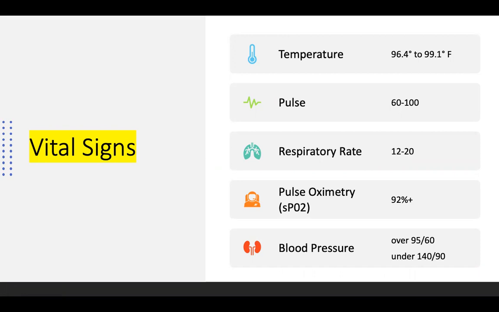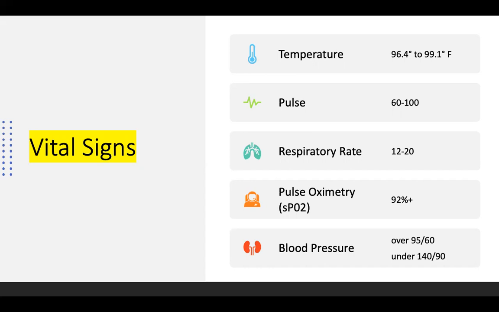the normal range. So temperature, your book says that a normal temperature in Fahrenheit is 96.4 to 99.1. Fever, we typically think of happening at 100.4. Pulse is 60 to 100, determined in beats per minute. Respiratory rate is 12 to 20, the number of breaths per minute. Pulse ox is 92% plus. So typically your normal range is like 95 to 97.